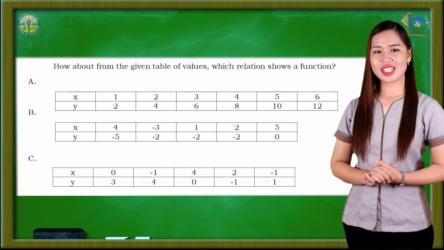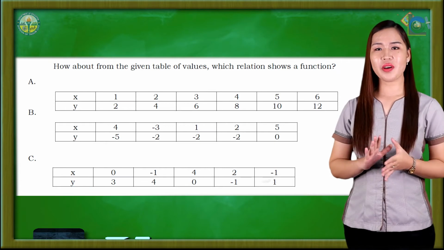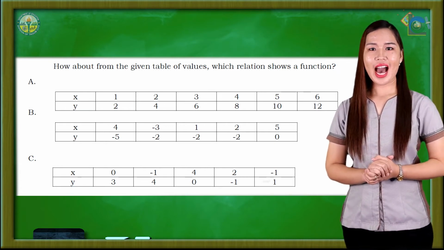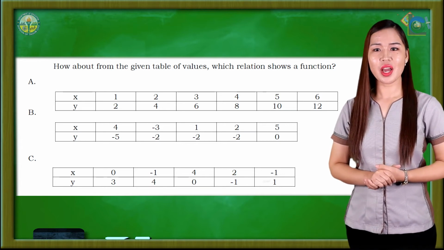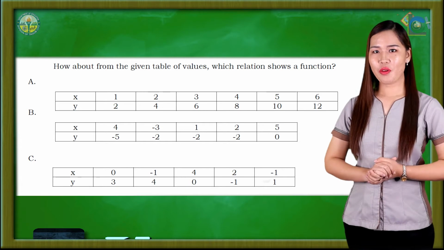You got it right! A and B are functions since all the values of x correspond to exactly one value of y. Unlike table C, where negative 1 corresponds to two values, 4 and 1.